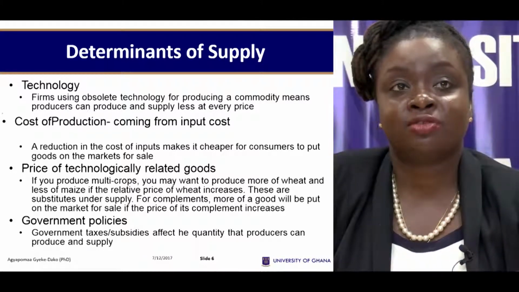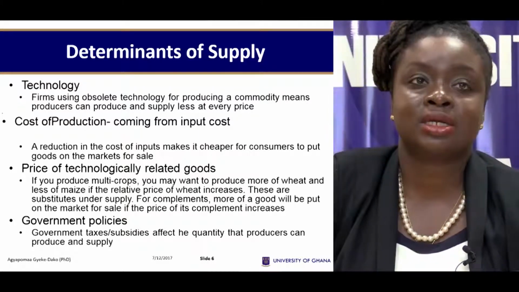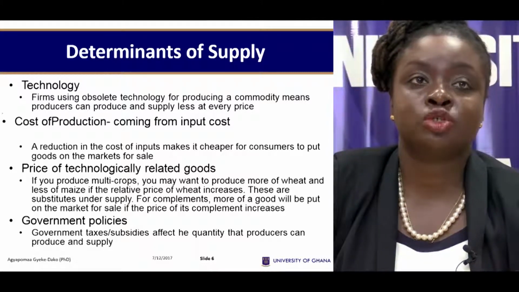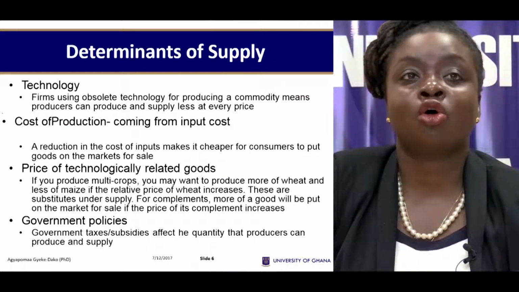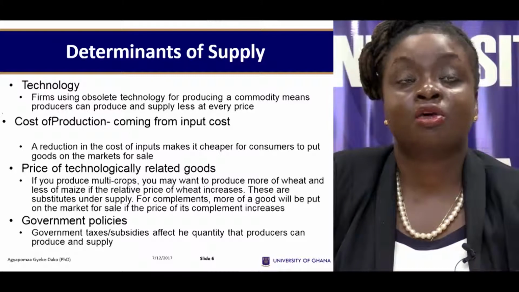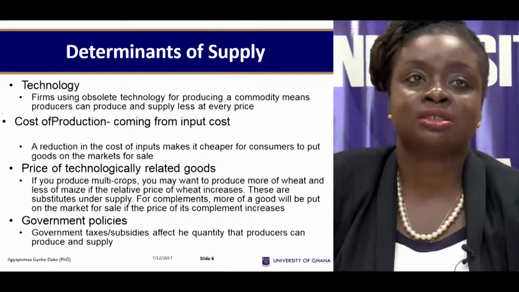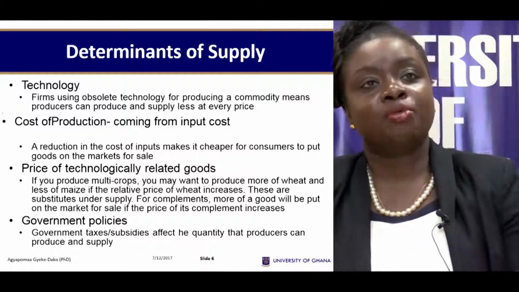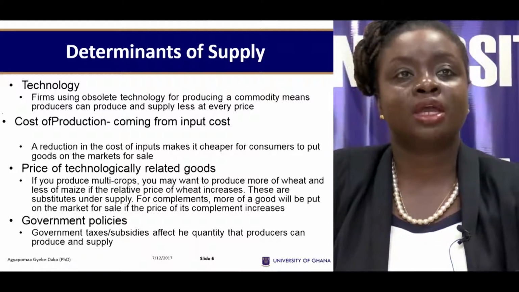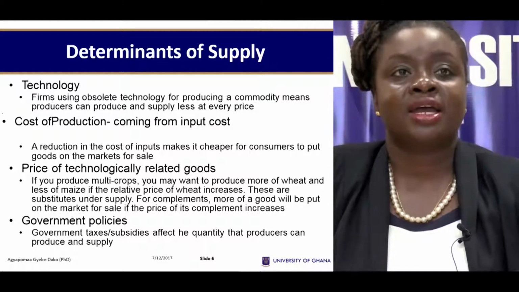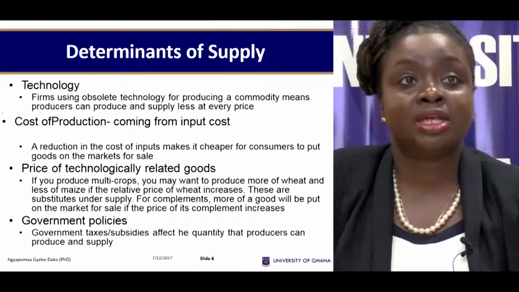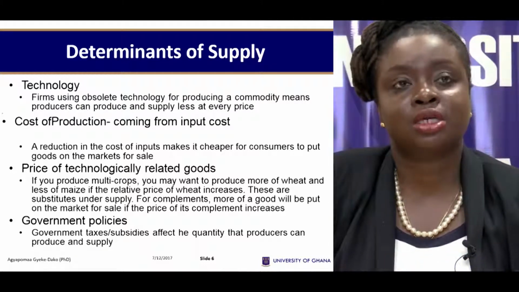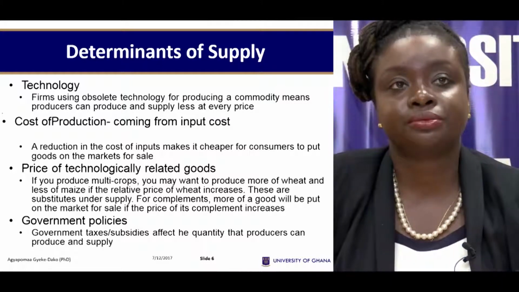This is very different from the substitutes we considered under demand, where we saw a positive relationship between the price of a related product, or the price of a substitute product, and the good in question. Again, under supply, when we talk about complements, we are talking about goods that are produced together. So goods that are jointly produced would be considered complements under supply.